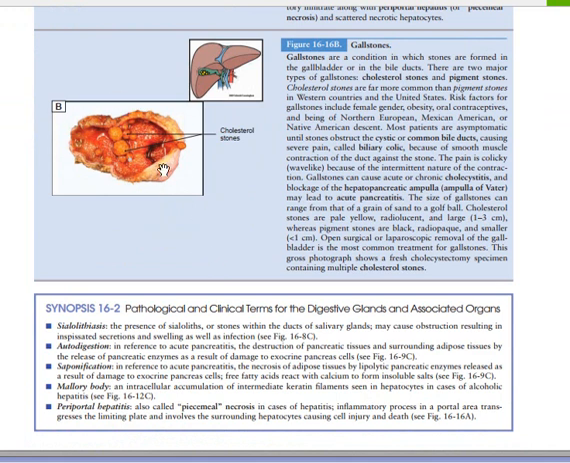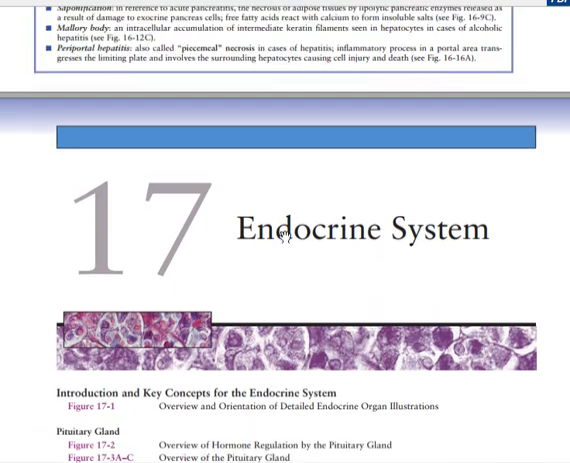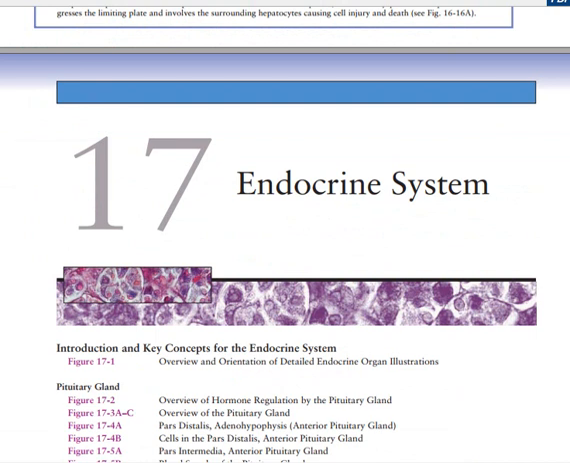The next thing is gallstones, as you can see here. Gallstones is a condition in which stones are formed in a gallbladder or in a bile duct. There are two major types of gallstones. It can be cholesterol stones, or it can be pigmented stones. And this is the diagrammatic representation of gallstones in a patient that has a cholecystectomy. So we continue now with the endocrine gland.